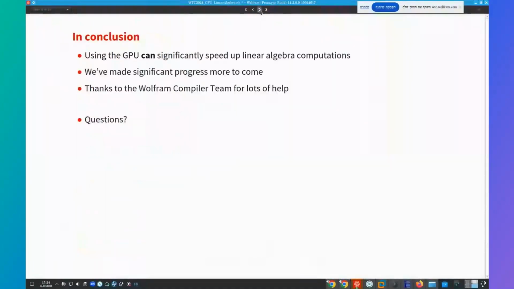So in conclusion, using the GPU can significantly speed up linear algebra computations. It doesn't necessarily. We've made significant progress and there's more to come. I'm missing the semicolon right there.